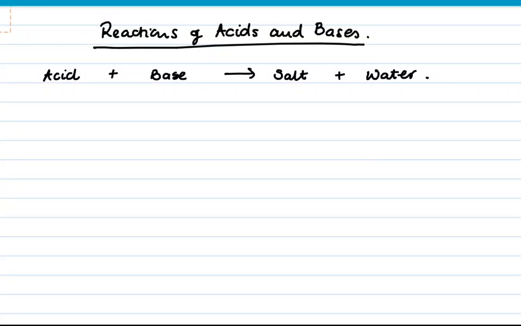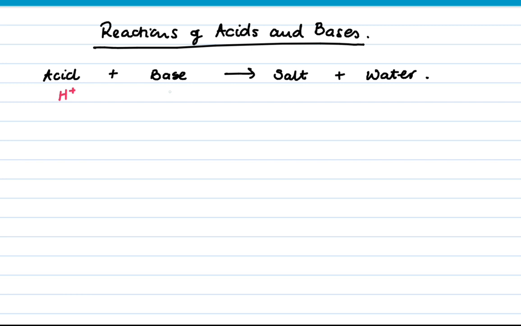Welcome guys. In this lesson we are going to look at the reactions of acids and bases. In the previous lessons we learned that an acid is a proton donor. What it means is that it donates the H plus ion, right? And we also learned that a base is a proton acceptor, which means it accepts the proton, which is the H plus ion.